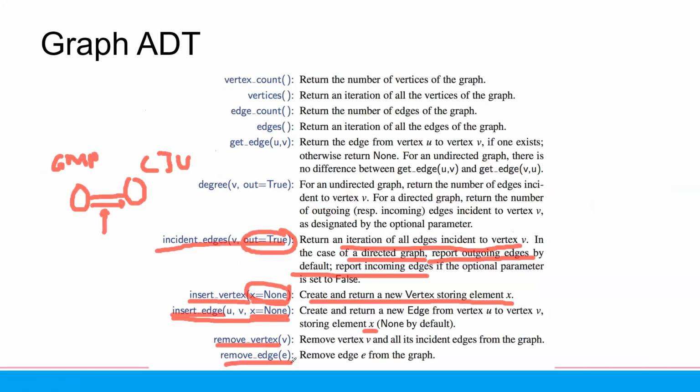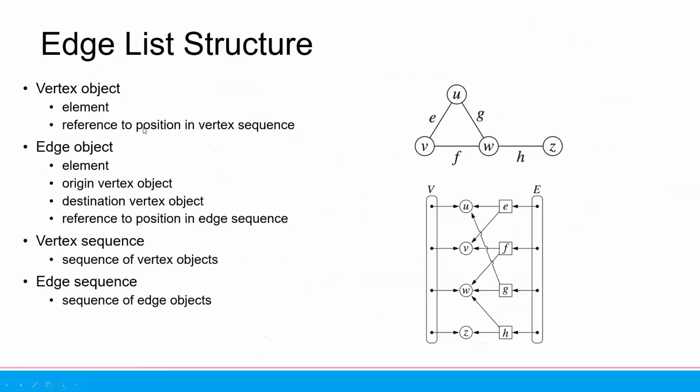Remove vertex, remove X. So you can remove the vertex, you can remove the X. So how can we define the data in the data structure? There are two kinds of ways to design this kind of data. The first, we call it the X list structure, because we want to put the X as the list.